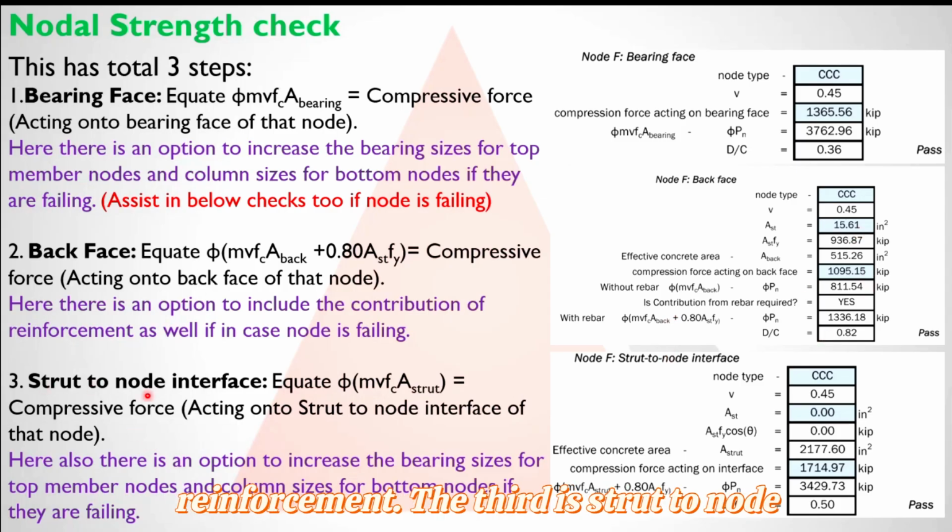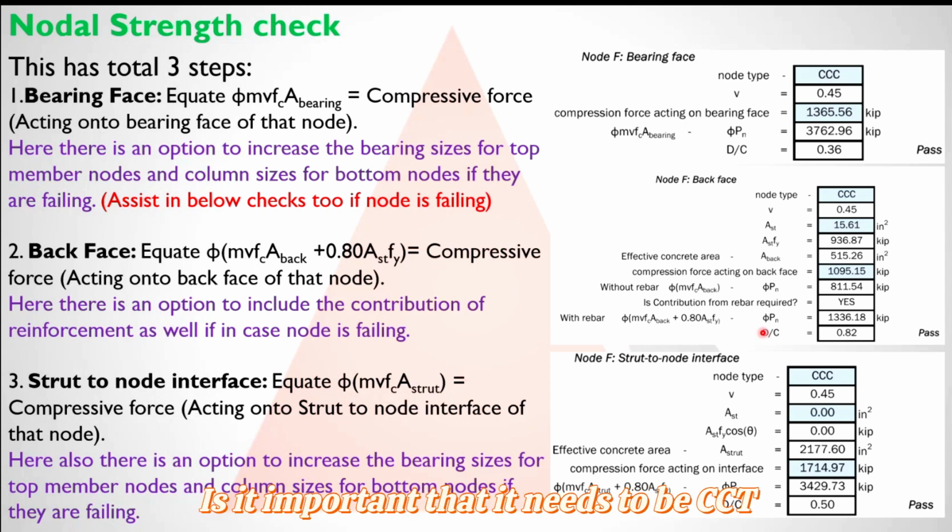The third is the strut to node interface. Just, here, something on that. Is it important that it needs to be a CCT node for us to include the rebar, or can we also do it for CCC? In your example, you have CCC only.